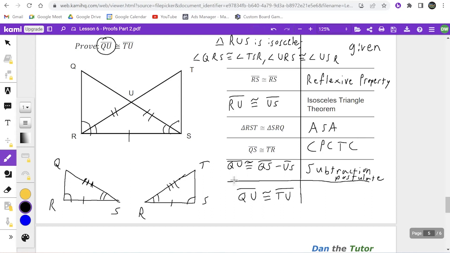And by the way, we're going to do the same thing. This is actually 2 lines. I definitely didn't give myself enough room. Hopefully you did give yourself enough room. But the other one is basically the same thing. TU is congruent to TR minus UR. So that's the subtraction property. And then somehow I go from that step to saying QU is congruent to TU. How on earth do I do that?